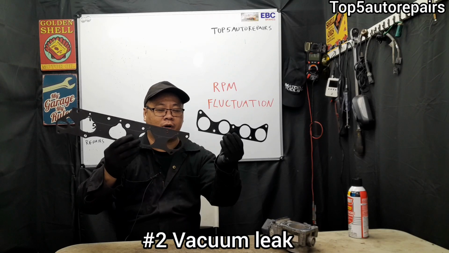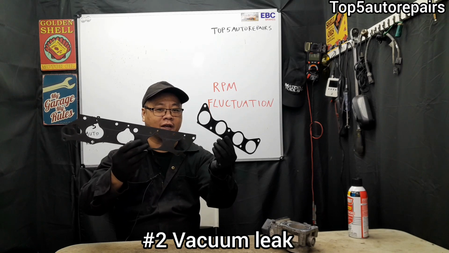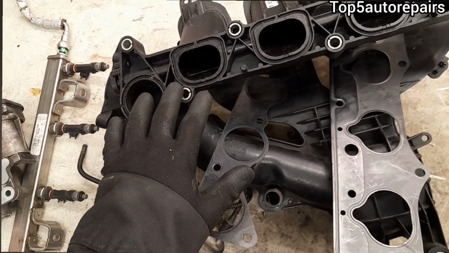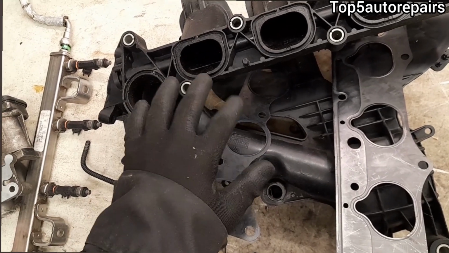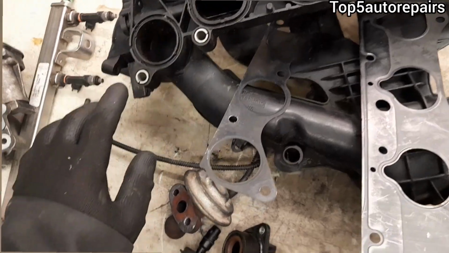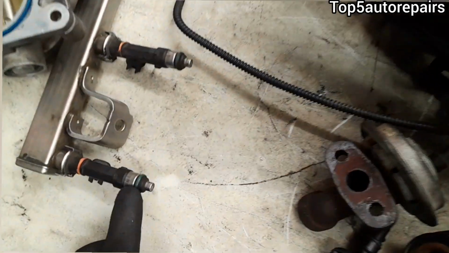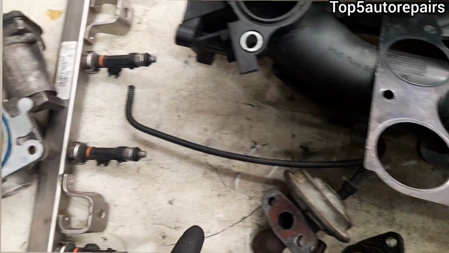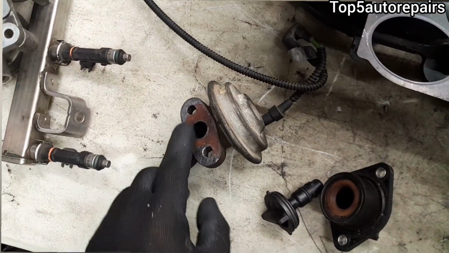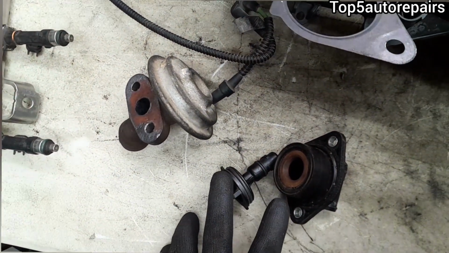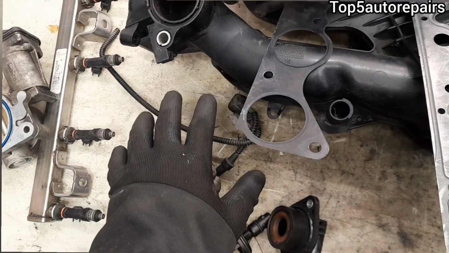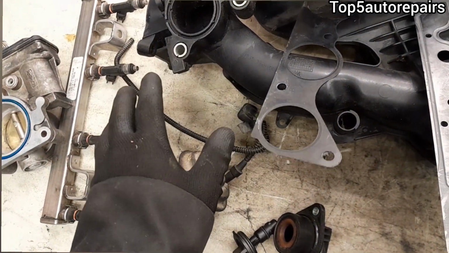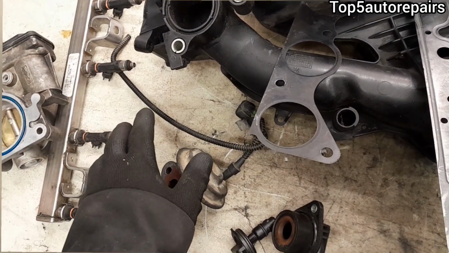The next most common problem is going to be caused by a vacuum leak. Vacuum leak can be caused by bad intake manifold gasket, plenum gasket, vacuum hoses. It can be caused by bad fuel injector seal. You can have bad throttle body gasket or seal. You can have a stuck open EGR. You can have a stuck open PCV. You could have bad brake booster. You could have bad brake booster hoses, and so on.